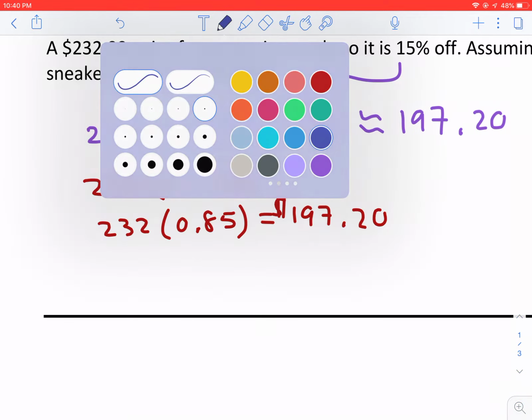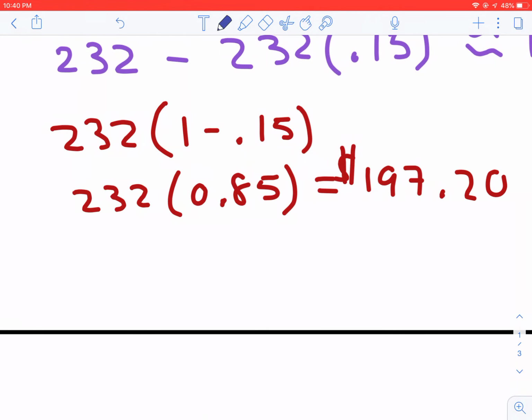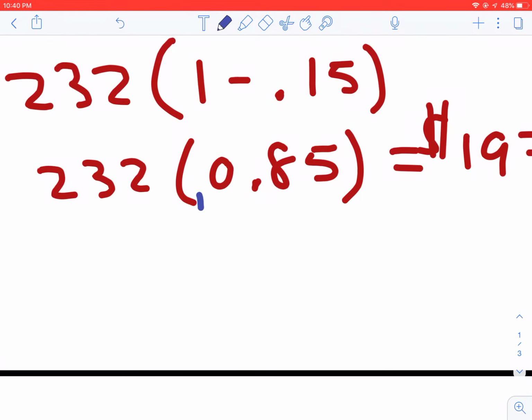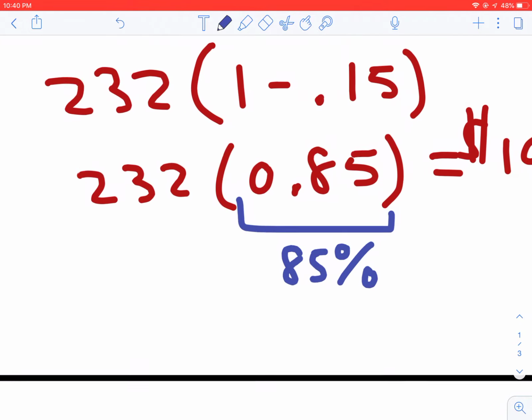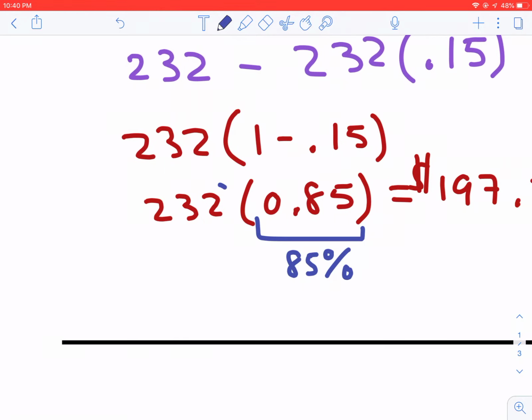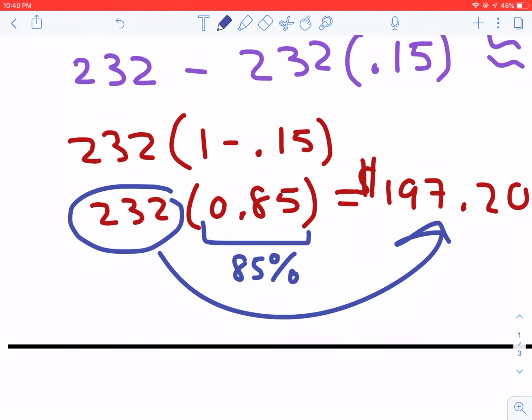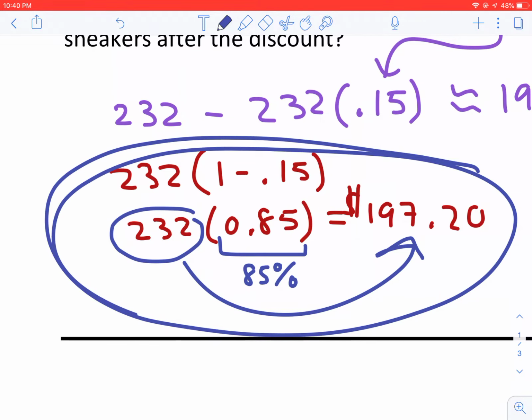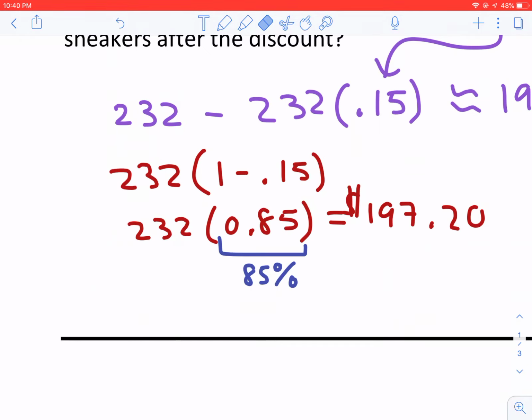So if you have something that's decreasing in value, well, we could multiply by something like 0.85, because when we multiply by 0.85, isn't that 85%? So if something's 15% off, we're paying for 85% of its value. So 85% of 232 gives us the final price in one step. And this is how I want you guys to think as we do our exponential increase and decrease problems.